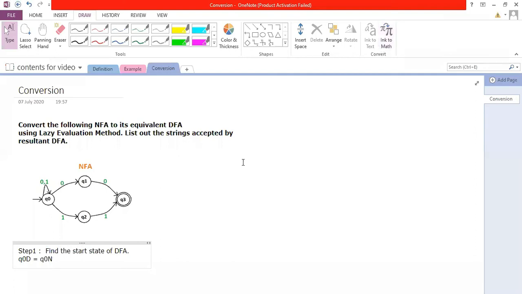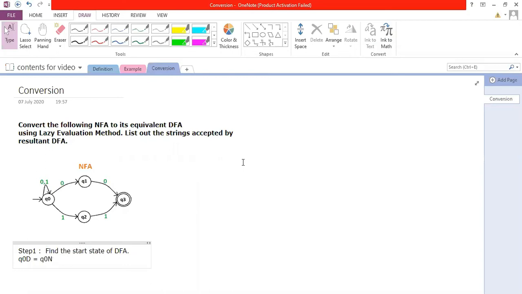Hi guys, in previous sessions we were discussing some problems on DFA, and the last session was an introduction to NFA. Hope you are aware of what NFA is, what the drawback of NFA is, and how flexible NFA is. Already we have understood all those things. Today's session, we talk about how to convert NFA to DFA.